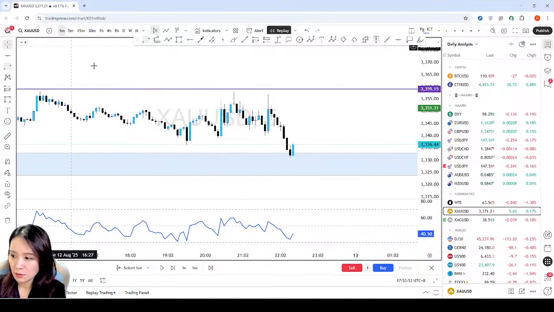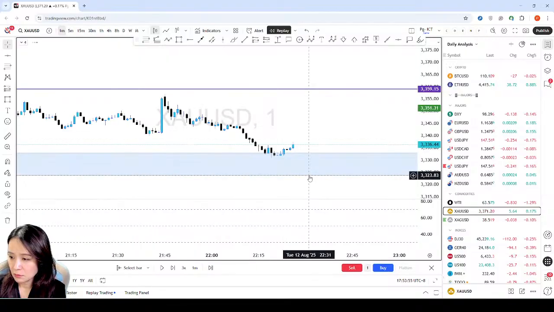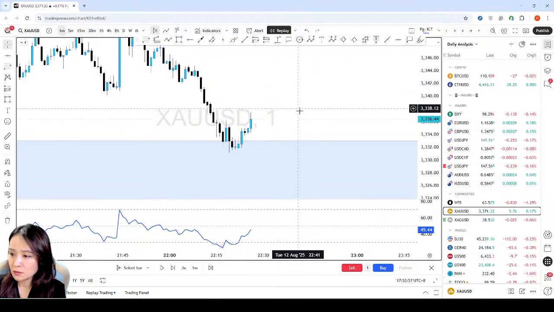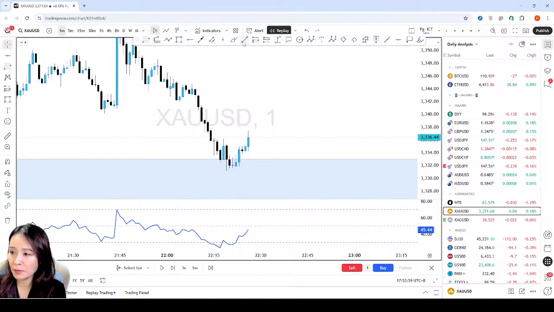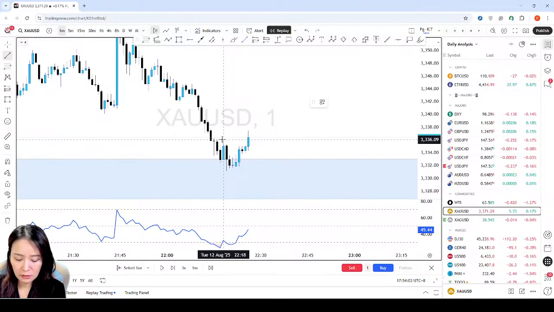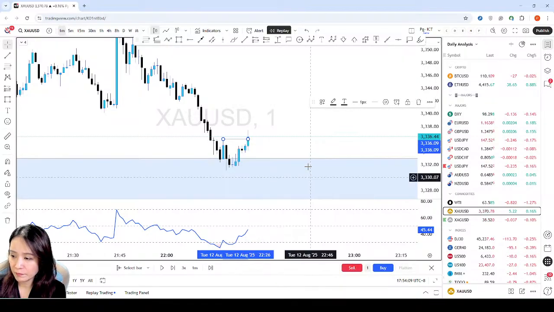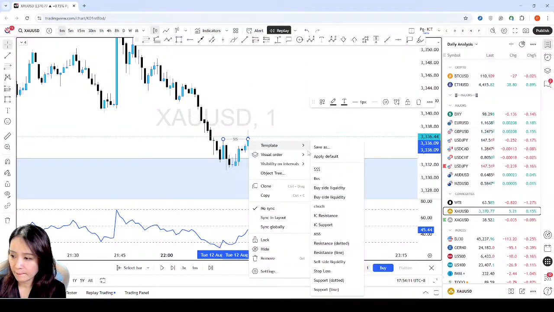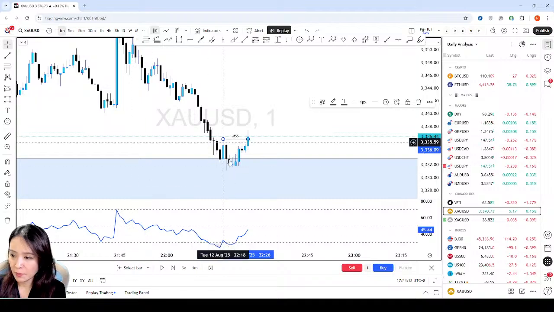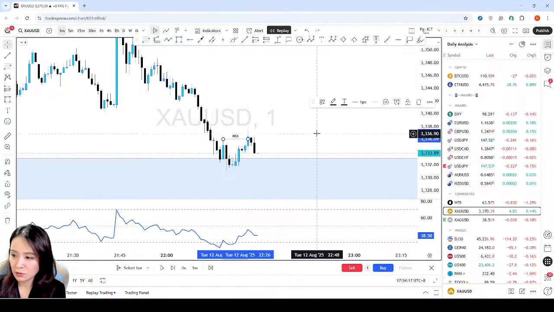Falling in the zone. Okay, in the zone here, I would say that if this M1 closes with the body closing above this, I will consider this my market structure shift. Okay, price comes in the zone. Okay, market structure shift now.